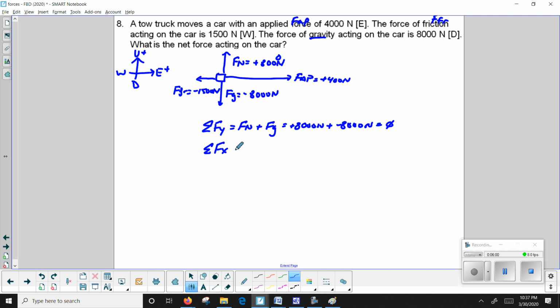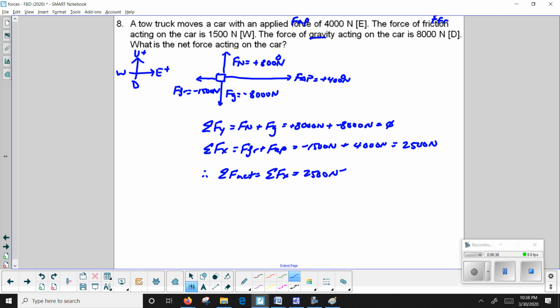Now what's happening in the x? I'm going to have my force of friction and my force applied, and they're going to be negative 1,500 newtons and positive 4,000 newtons. You add this up, you're going to have an overall force of 2,500 newtons. Which way? It's horizontal, positive, so it must be eastward. So therefore, the sum of the forces acting on the vehicle are going to be in the x only, and it's going to be 2,500 newtons towards the east.